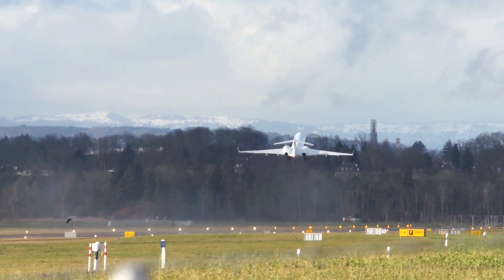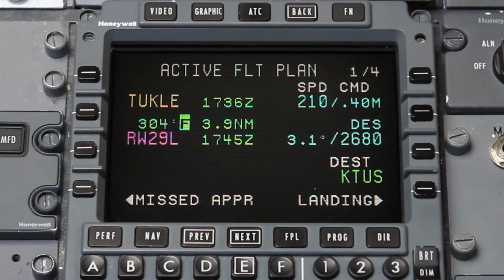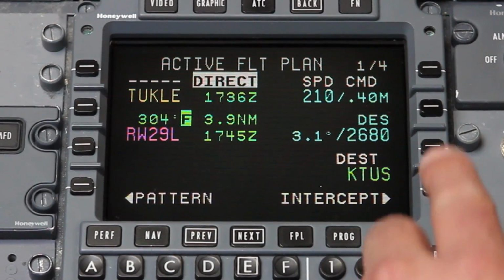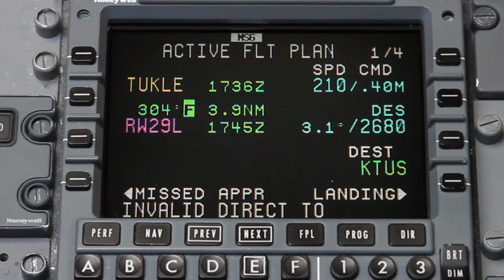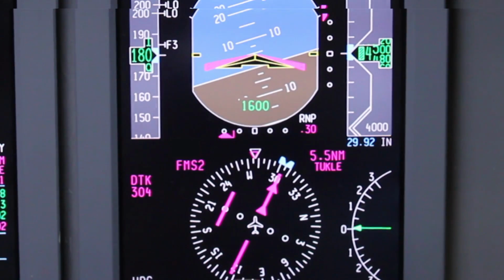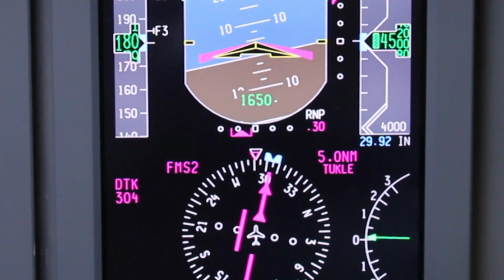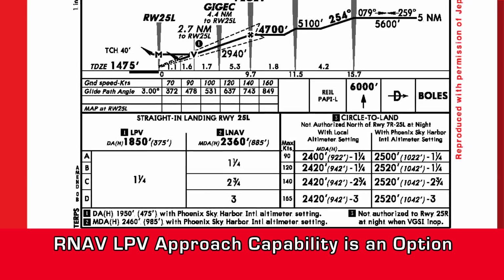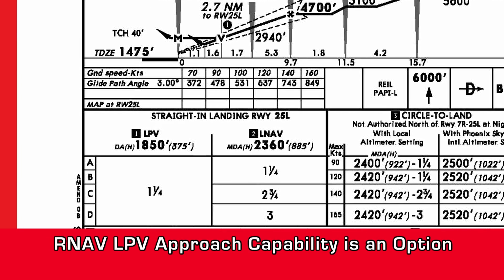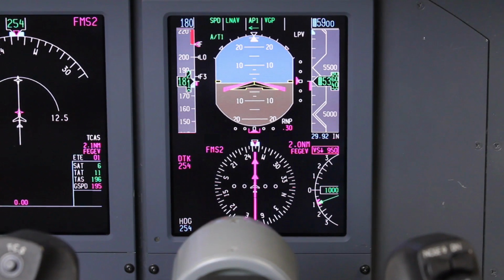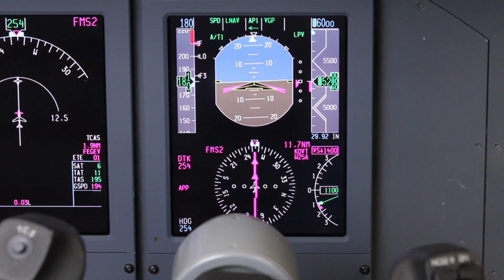When using VGP mode, it is important to remember a few things. Performing a vertical direct to is not allowed when VGP mode is active because this may change the final descent angle. The LNAV course must be captured for the VGP mode to capture the glide path. The VGP mode is also used to fly RNAV approaches with LPV minimums. However, when LPV is active, the VGP mode behaves a little differently.